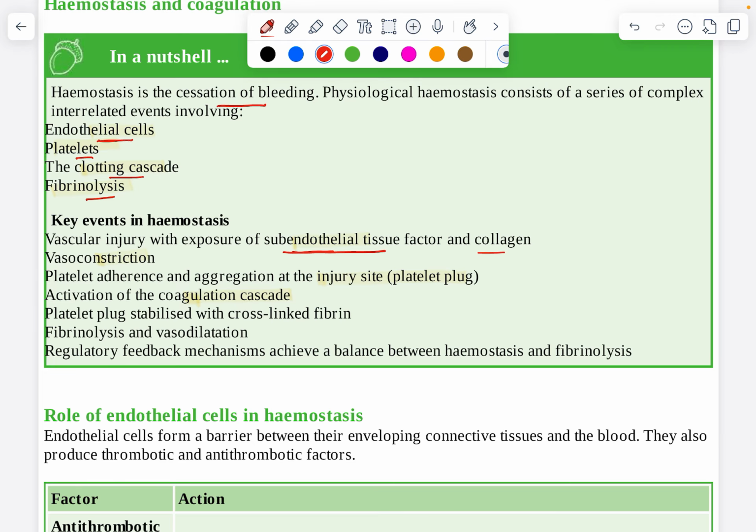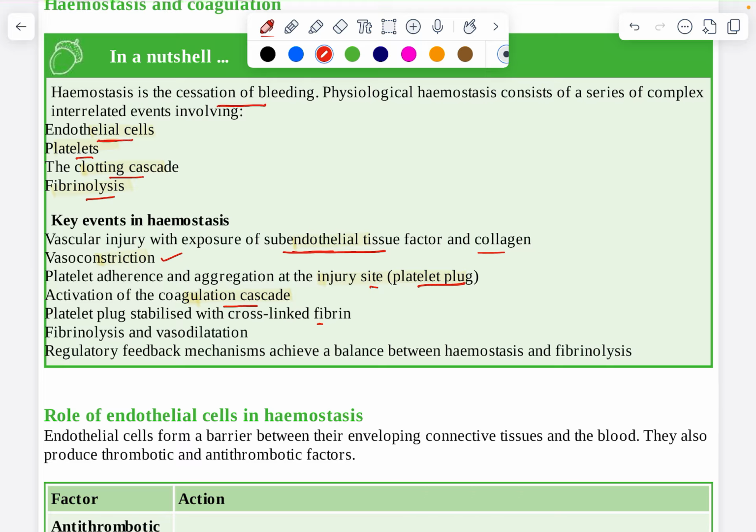This is subendothelial tissue factor and collagen. Exposure of this to the tissue immediately leads to vasoconstriction. Platelets adhere and aggregate at the site of injury, forming a platelet plug. Then the coagulation cascade is activated, and the plug is stabilized by the formation of fibrin, which is cross-linked. Then this is clotting, until you have controlled the bleeding.